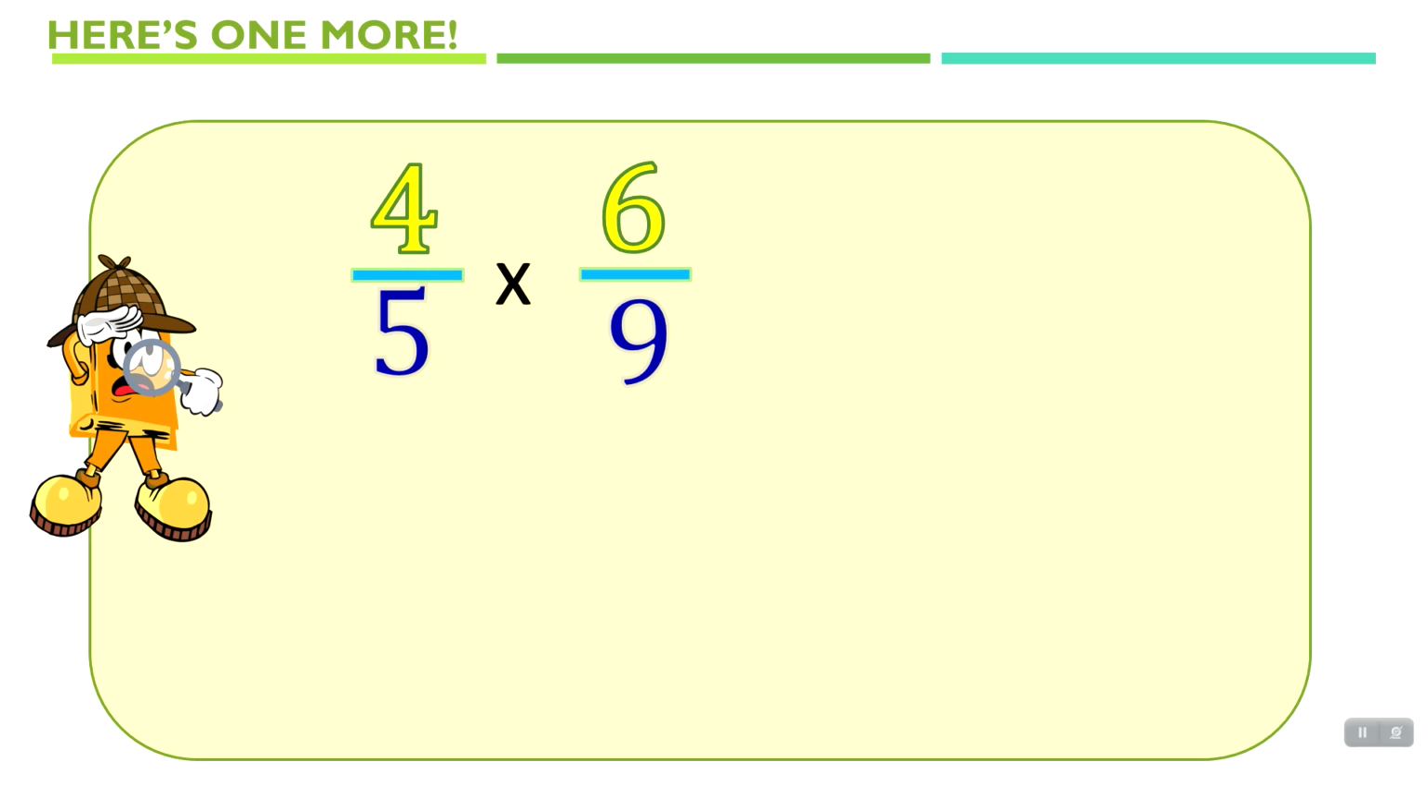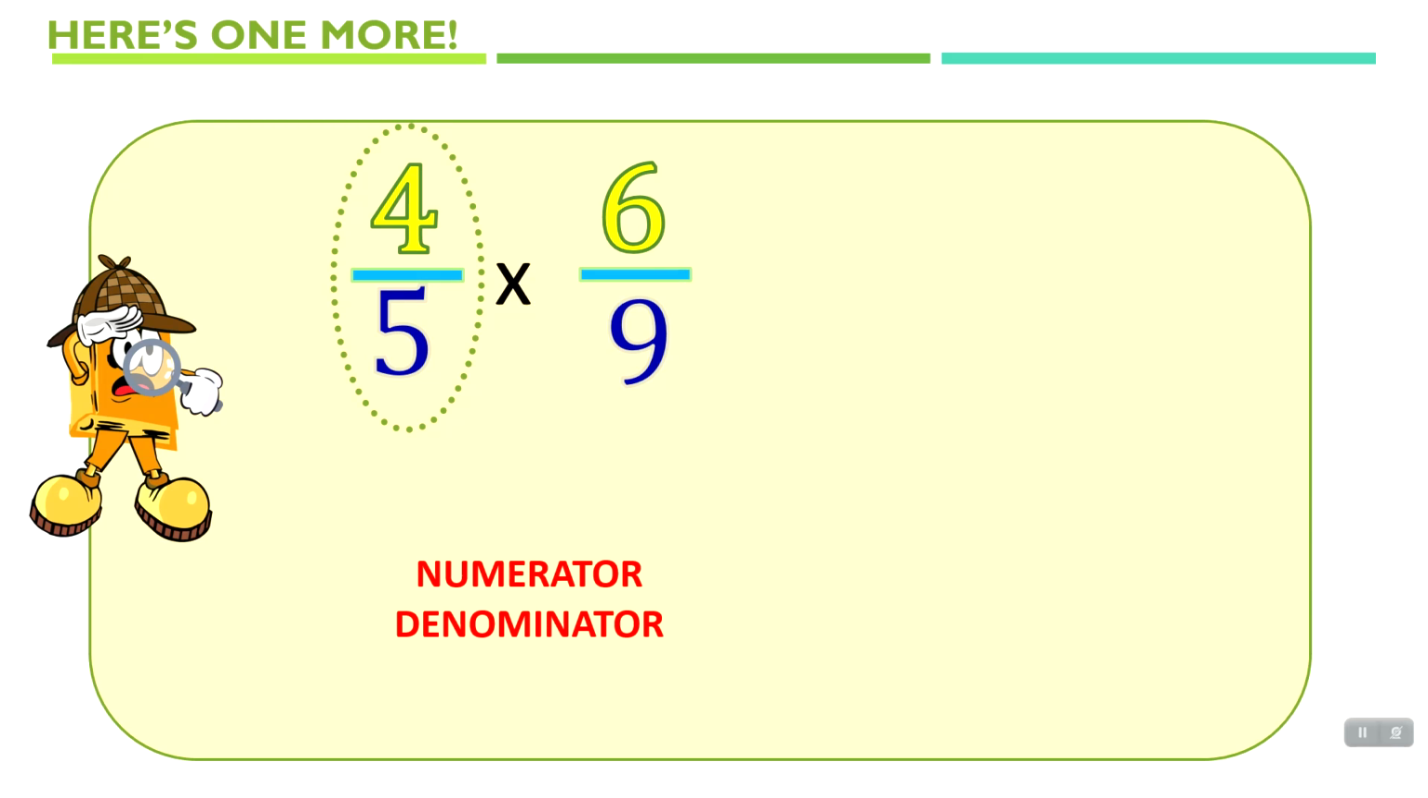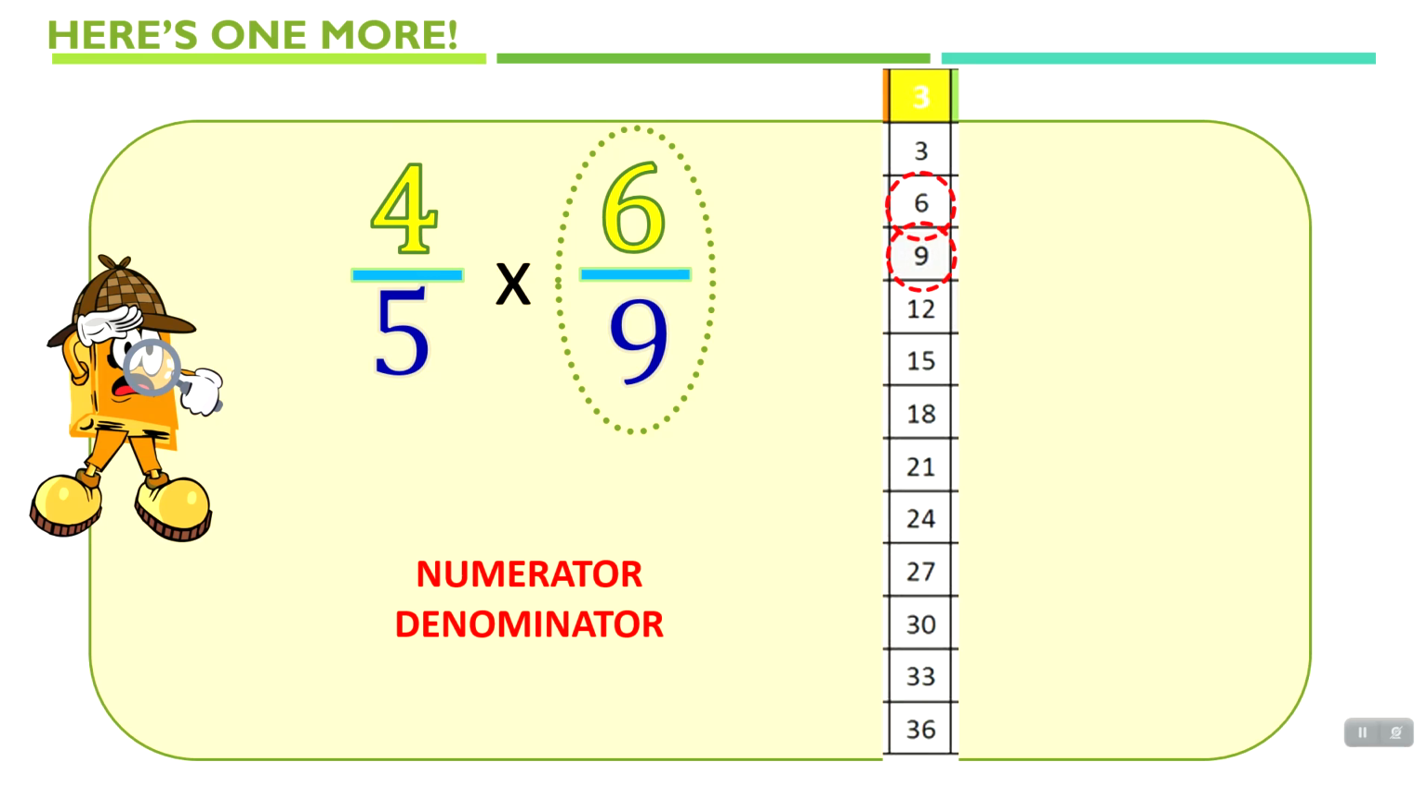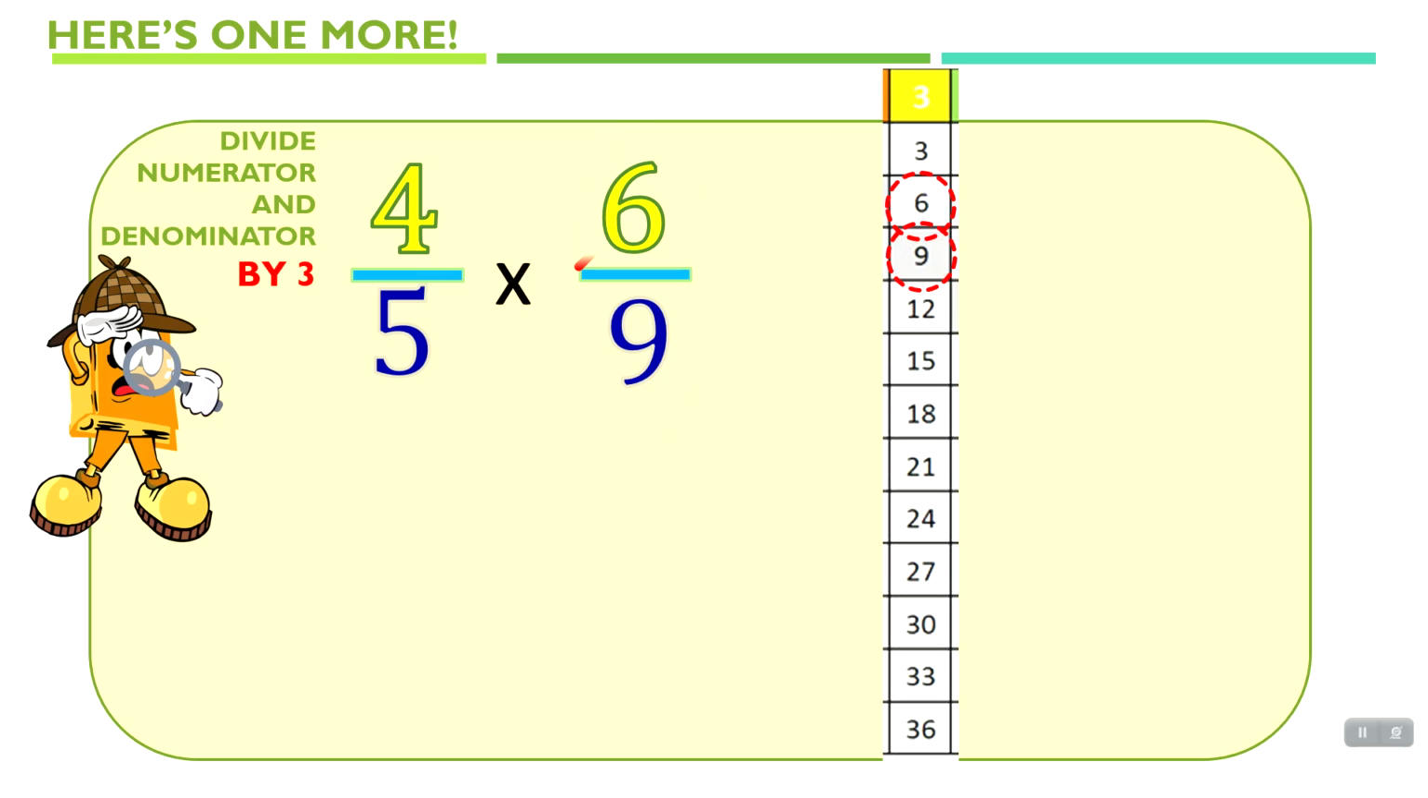Let's check another one. 4 over 5 multiplied by 6 out of 9. Let's reduce, checking the numerator and denominator pairs. 4 over 5 can't reduce. 6 out of 9 are in the 3 times table. So I can divide both of them by 3. 6 divided by 3 is 2. 9 divided by 3 is 3.